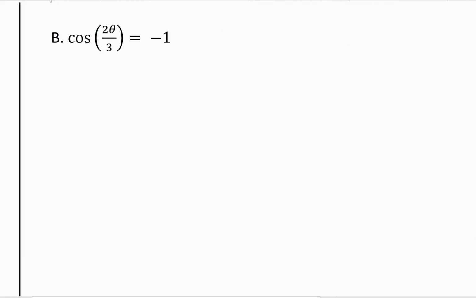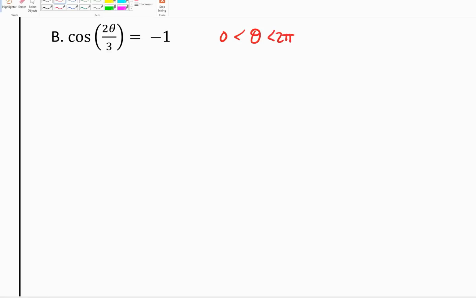Okay, let's look at this one. So this one says we want to know where is cosine of 2 theta over 3 equal to -1. And here I know there's a theta instead of an x, but it's still our variable. We're just solving for theta. So we're saying we want to find theta between 0 and 2 pi, where this equation would be true.